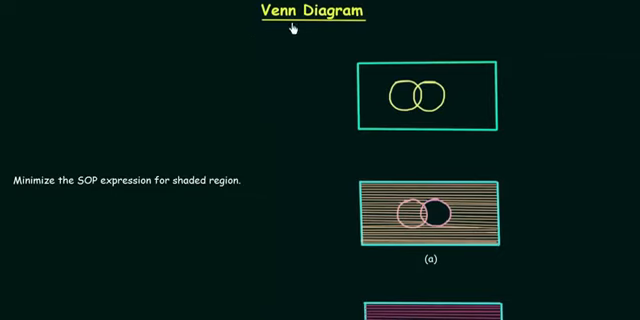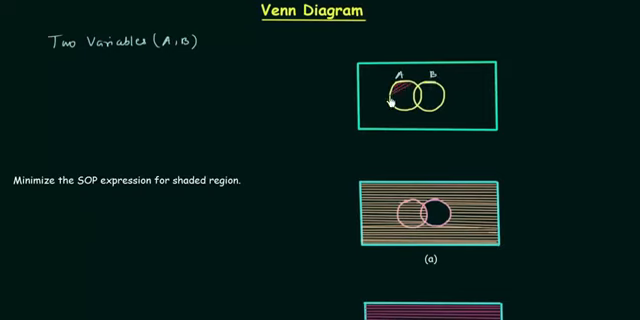In this lecture, we will solve a few problems on Venn diagrams. This is a very important presentation if you are appearing in any competitive exam. I am considering the case of two variables, and let's say the variables are A and B. This first circle represents A and the second circle represents B.